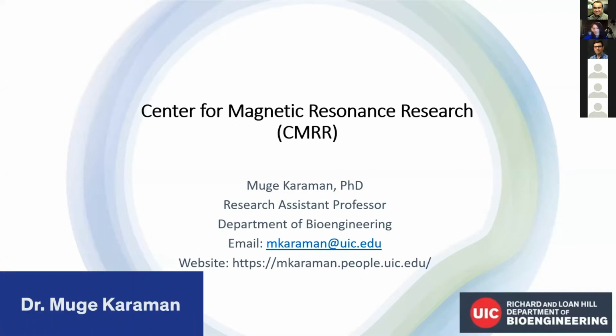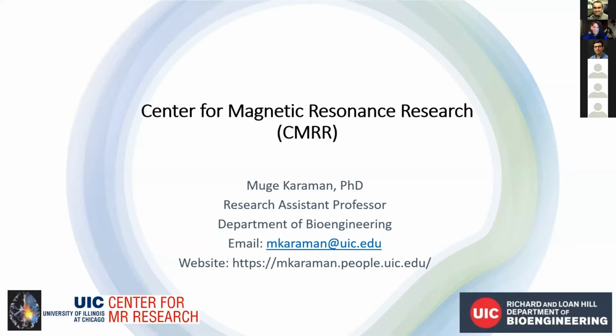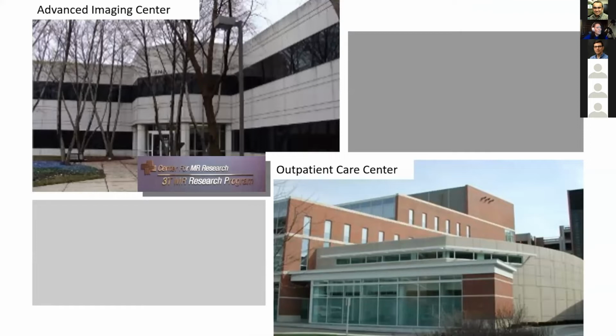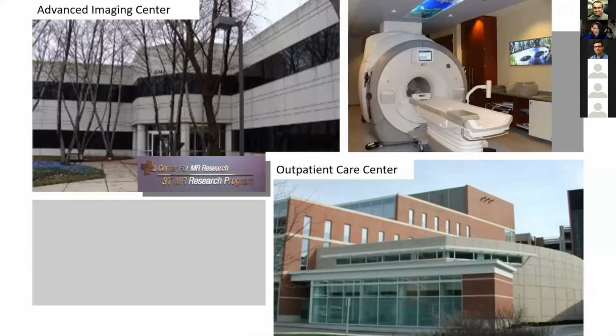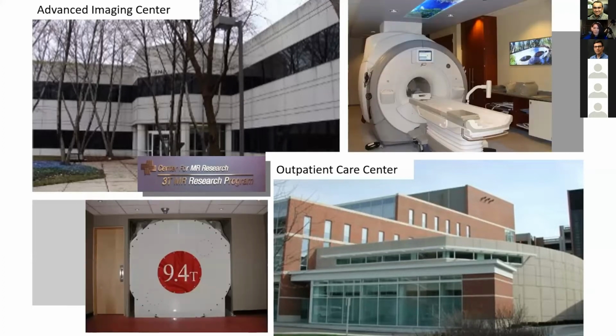Hello, everyone. My name is Müge Karaman. I'm a research assistant professor at the Department of Bioengineering, and I've been conducting my research at the Center for Magnetic Resonance Research of UIC. So CMRR, in short, has 2 locations at the West Campus, one at the Advanced Imaging Center, which houses a 3T fully research dedicated MRI scanner. The other one is at the hospital outpatient care center, which has a 9.4T human research scanner. My research is primarily at the 3T scanner site.